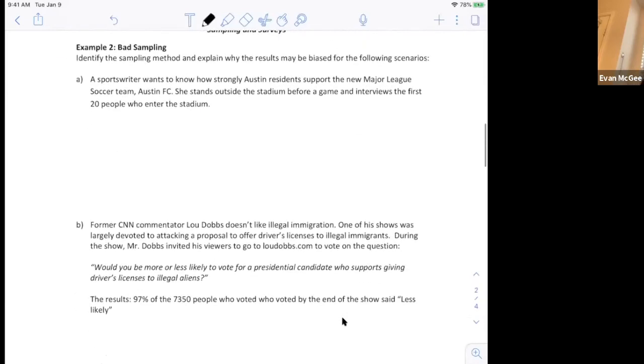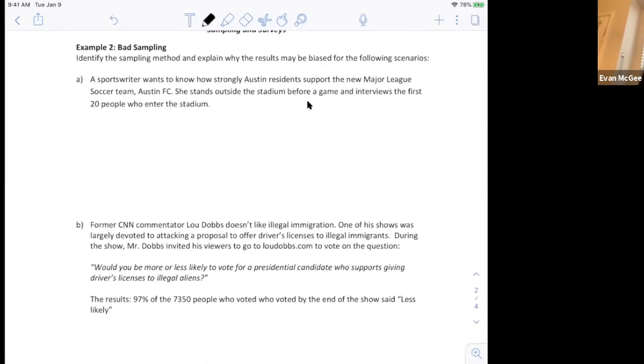So let's look at 3 examples here. We're going to identify the sampling method and explain why the results may be biased. A sports writer wants to know how strongly Austin residents support the new Major League Soccer team, Austin FC. She stands outside the stadium before a game and interviews the first 20 people who enter the stadium.